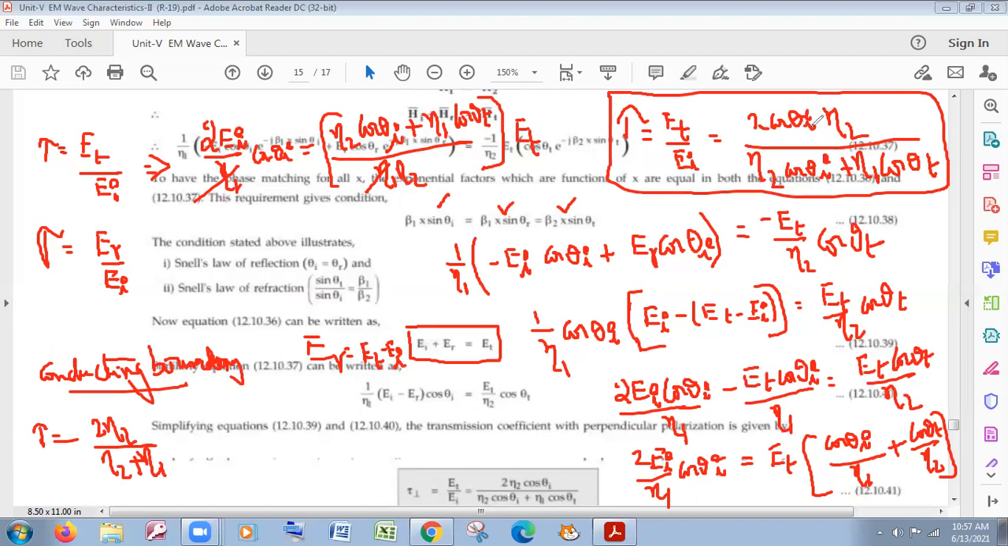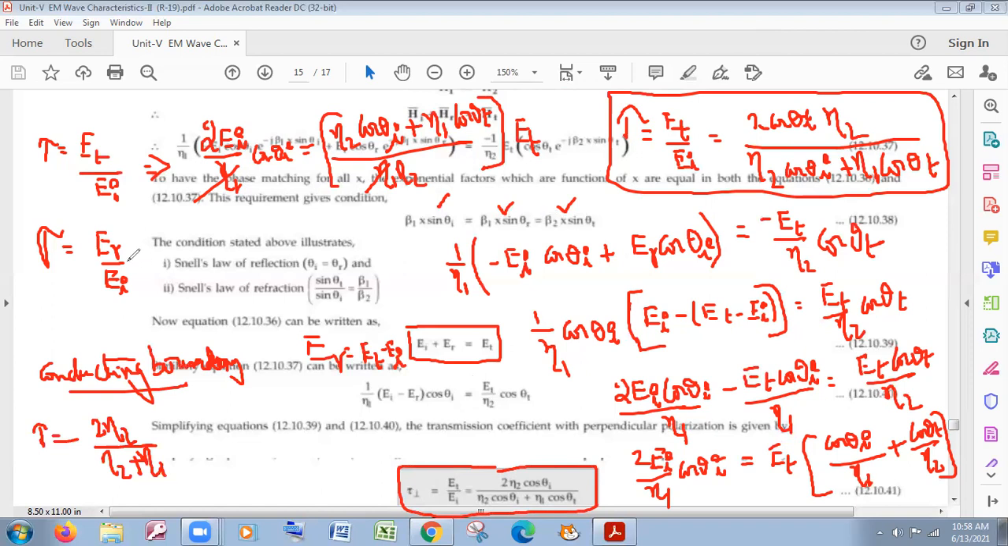Now, in the oblique incidence, there is a multiplication factor of cos theta t and cos theta I, because of ET by EI. See, the transmission coefficient ET by EI is equal to 2 eta 2 cos theta I by eta 2 cos theta I plus eta 1 cos theta t. Now we go on to find the reflection coefficient.